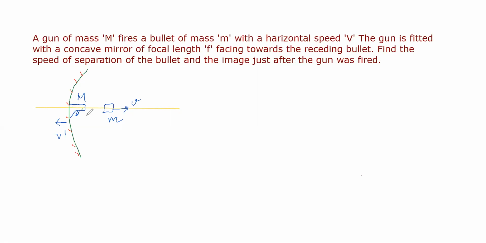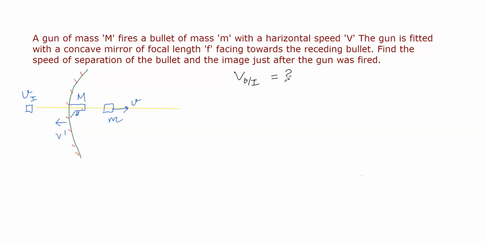That means here one gun is there. This gun is fitted with a concave mirror and it fires a bullet of mass small m, and this bullet moves with velocity v. Now here the image is there, and we assume the image velocity as vi. Now we need to find the speed of separation of the bullet and the image they are asking. That means we need to calculate the relative velocity of the bullet with respect to its image. This is the question: velocity of bullet with respect to image we have to find.